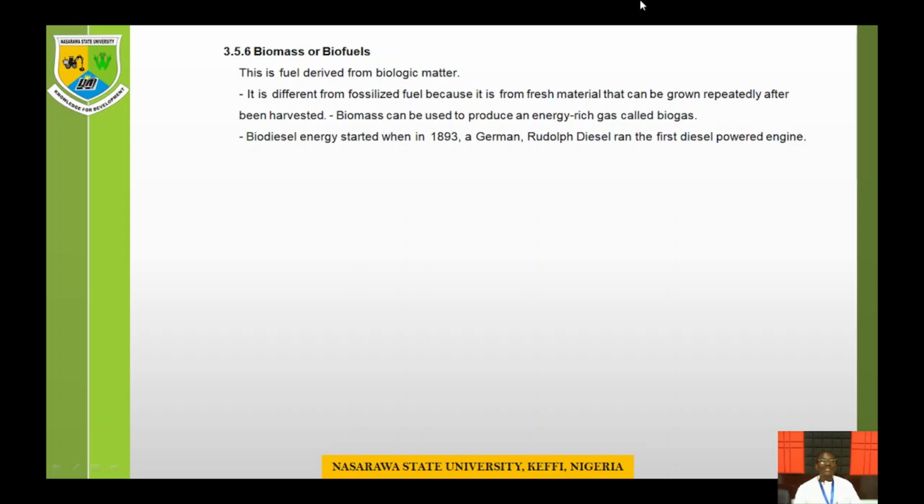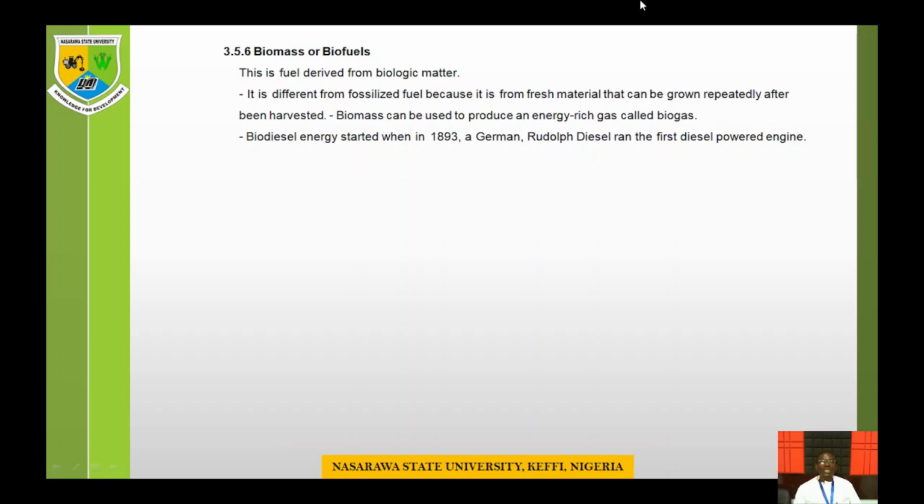And then the last example we want to talk about is biomass or biofuels. This is fuel derived from biologic matter. It is different from fossilized fuel because it is from fresh material that can be grown repeatedly after being harvested. Biomass can be used to produce an energy-rich gas called biogas.